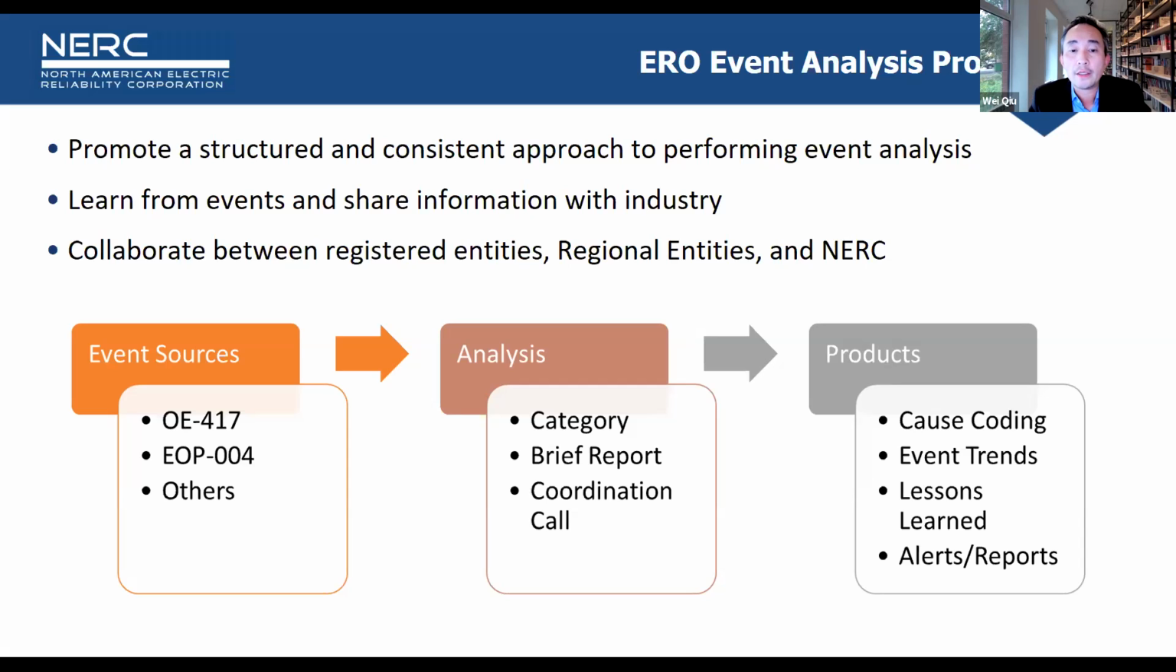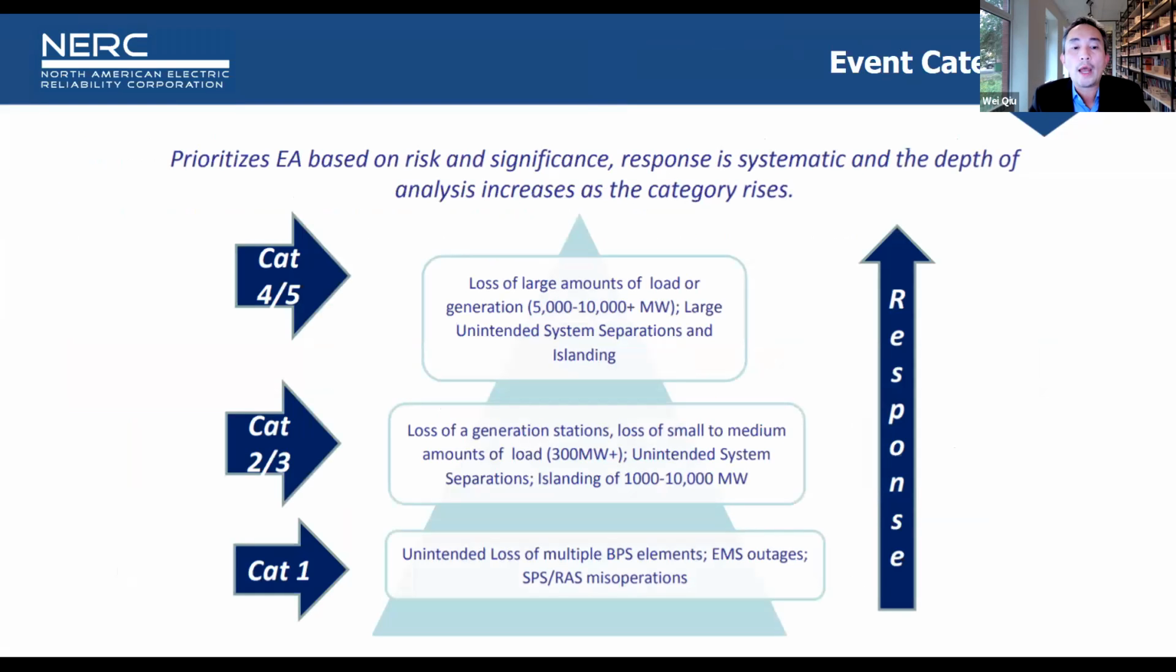Once we get this event, NERC, the regions, and the entity will work together to categorize it. You see here, we have categories 1, 2, 3, up to 5. Category 1 is, for example, an unintended loss of more than three BPS elements, or EMS outages. Going to 2 and 3 means the event is getting worse, and the lost generation is greater than 300 megawatts. Categories 3, 4, and 5 are very huge events, like those caused by Hurricane Sandy and Hurricane Irma.